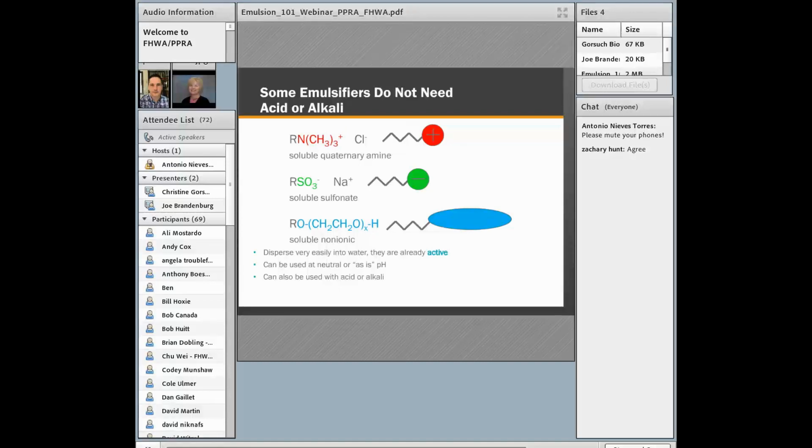Just to be complete, I also wanted to mention that there are some emulsifiers that don't have a charge at all. They're called non-ionics, and that's the big one on the bottom with the big head group. The way they stabilize the emulsion is that they have this big, giant, floppy head group, so they make a physical barrier around the droplet that prevents the droplets from agglomerating together.